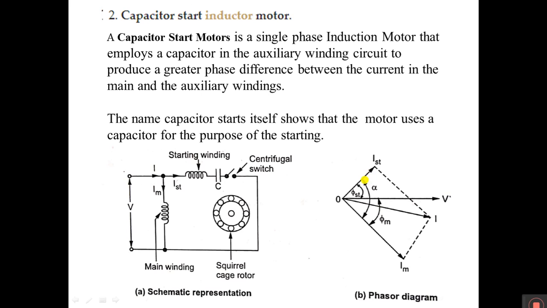So this is the angle, almost 90 degrees. The starting torque is proportional to alpha, hence such motors produce very high starting torque. When speed approaches 70 to 80% of synchronous speed, the starting winding is disconnected due to the operation of the centrifugal switch. The capacitor remains in the circuit only at start.